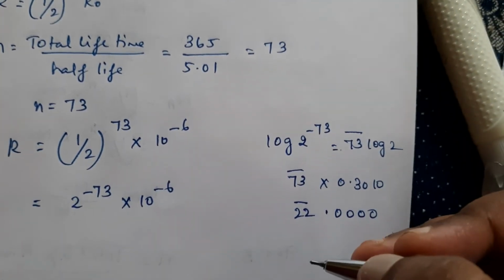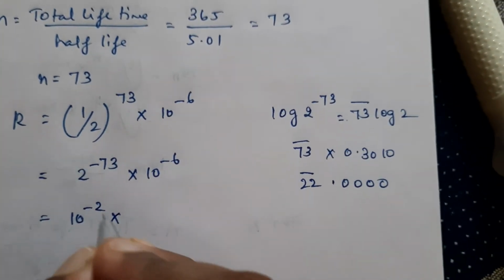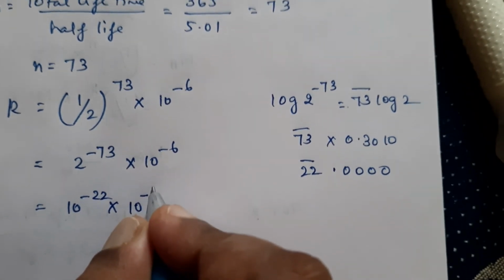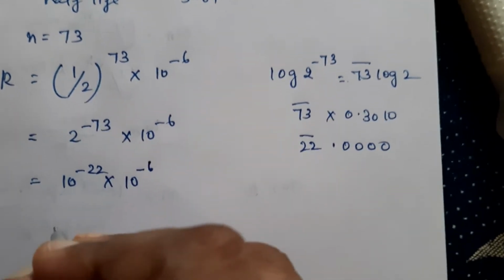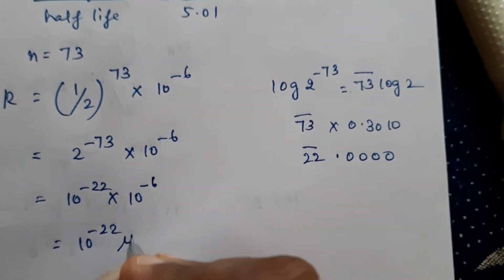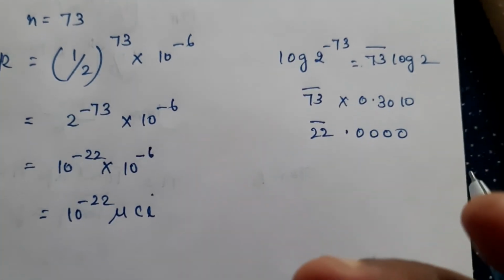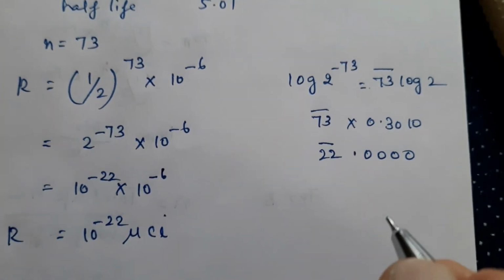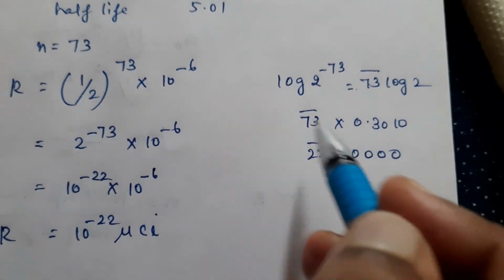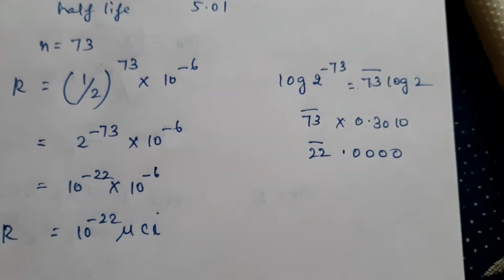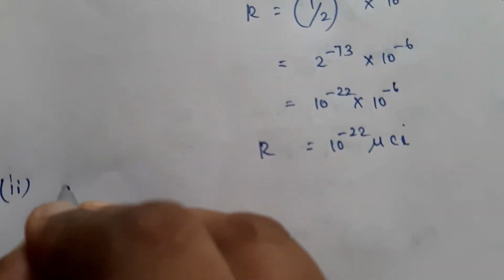So this value is 10 raised to minus 22. So this is 10 raised to minus 22 into 10 raised to minus 6, and we can write it as 10 raised to minus 22 microcurie itself. So the R value we are getting is 10 raised to minus 22 microcurie. So you can find 2 raised to minus 73 using logarithmic values.